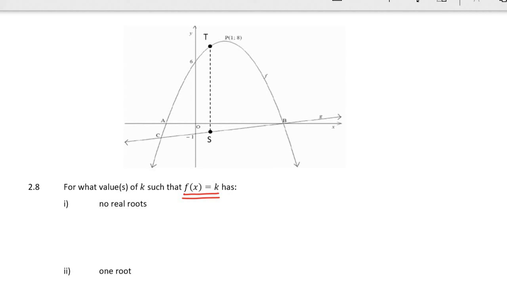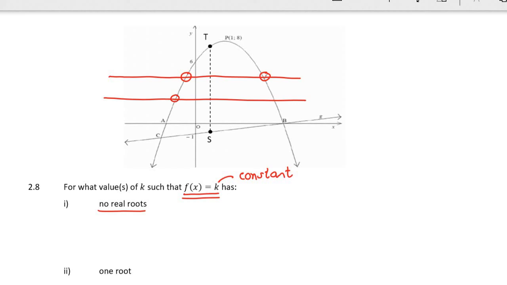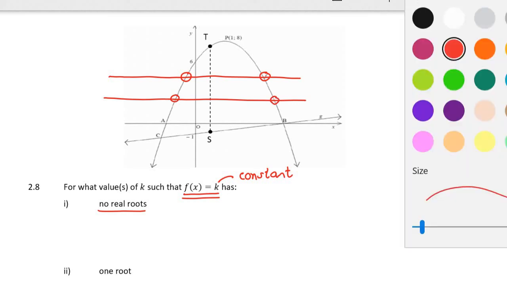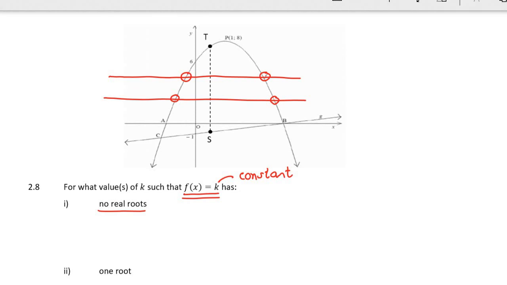So this question says, for what values of k will f of x equal to k have... now what does that mean again? Remember that k is just a constant. So they're saying, what constant would you need so that the graph intersects that y value, and the first one says no real roots. So that means never. Now remember what I said in the previous question: if I draw a random horizontal line at, let's say, about 5, there are 2 places where this graph equals 5. If I draw another one, there are 2 places where this graph equals about 2. Now on the first question you are looking for where there is no place that the graph hits a line.